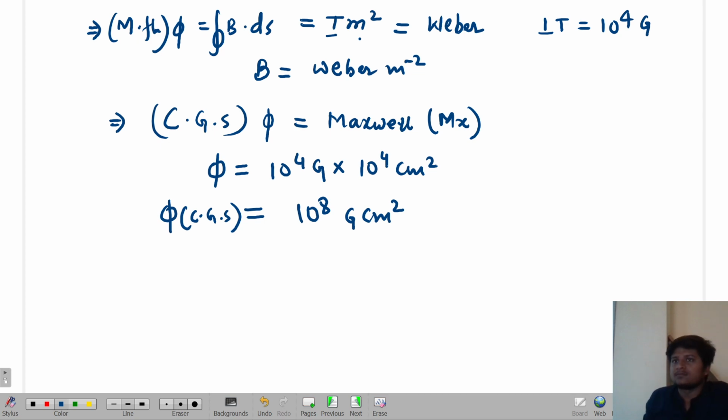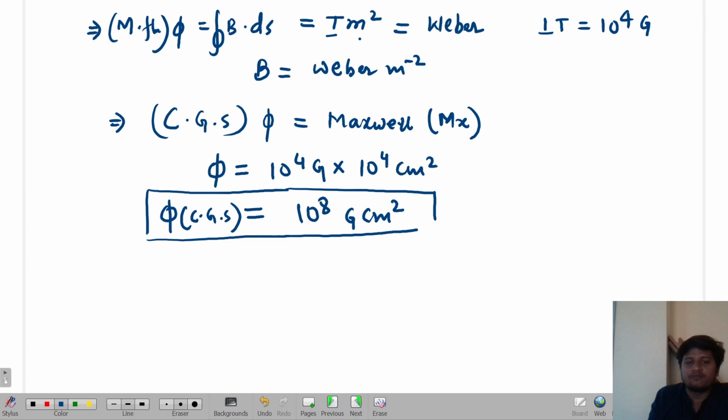Got it or not? Are you able to get me or not? This was the actual question: find the flux in terms of CGS system of units. Many people have written only 10 to the power of 4. But it will actually be 10 to the power of 8 Gauss centimeter square. And this is also called 10 to the power of 8 Maxwell. Got it or not? Yes or no?